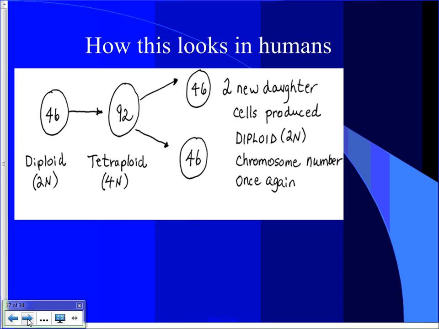Well, in a regular human cell, we would have a diploid 2N cell with 46 chromosomes. DNA replication would double that to 92, or a tetraploid cell, a 4N cell. And then after mitosis, we would have two daughter cells, both with diploid numbers again.